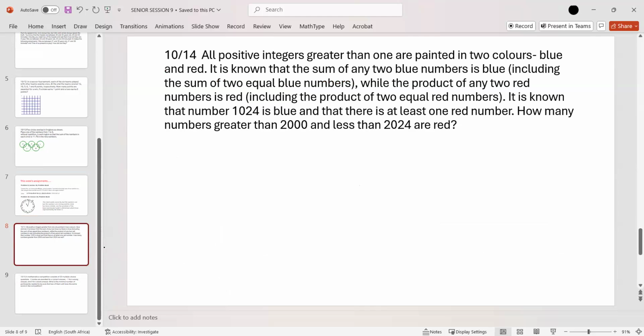Okay, so now we get on to the next problem. All positive integers greater than 1 are painted in 2 colors, blue and red. Now, that's a lot of painting to be done. So you got every number is painted.